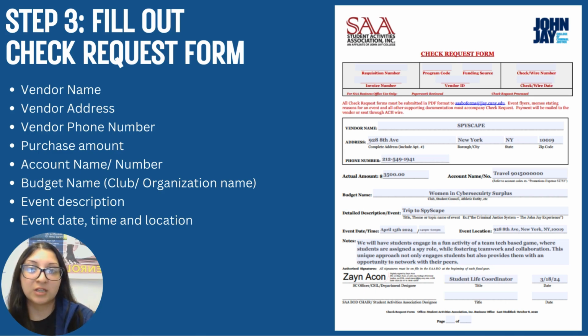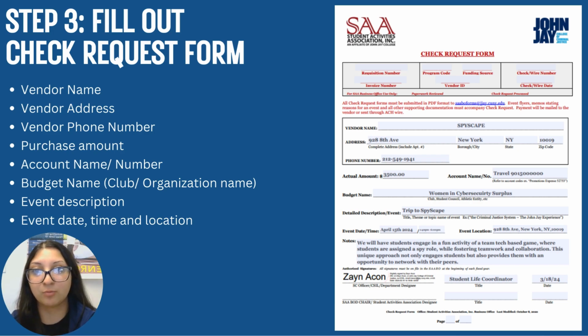So, again, I am using the example from the Women in Cybersecurity Spyscape event. They have their vendor name, which is Spyscape, their address, and the company phone number, the actual amount of the event. As we saw on the quote, it was 3,500. So in their actual amount, they put 3,500, along with the account name and number, their budget name, which is their club name, a detailed description of the event, so the event title, the event date and time, the location, and in their notes they put what the travel is for and where and what they will be doing.